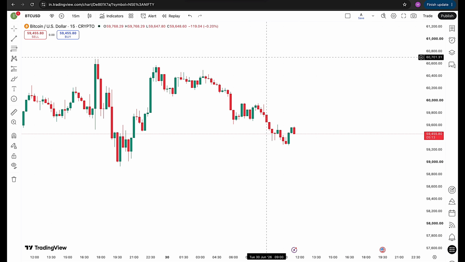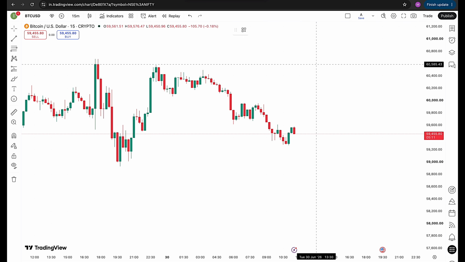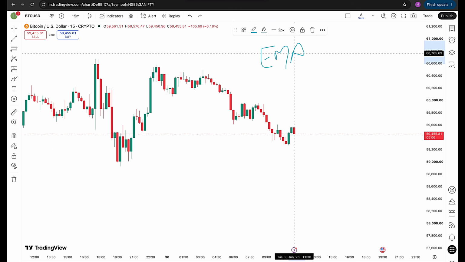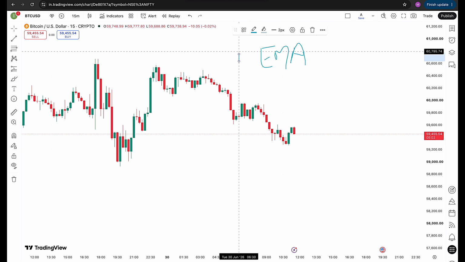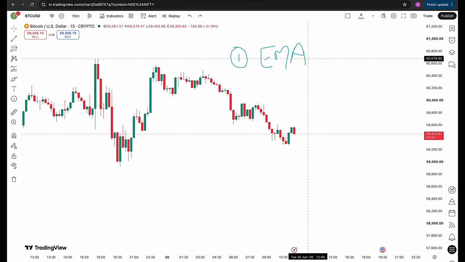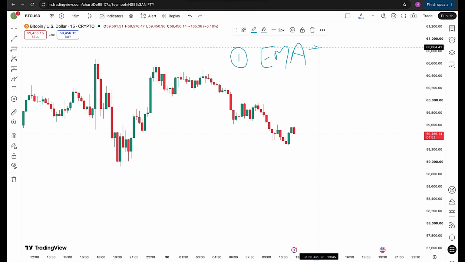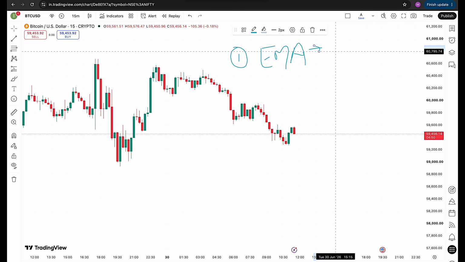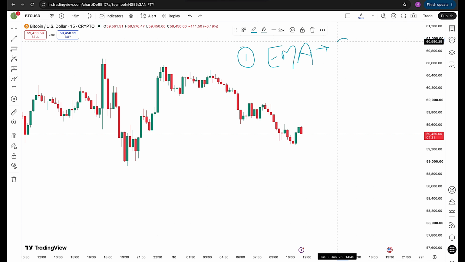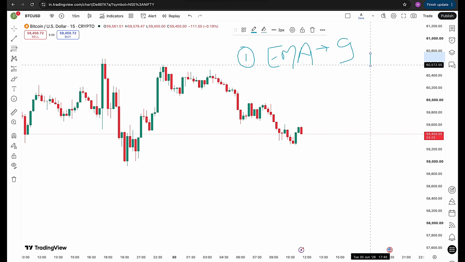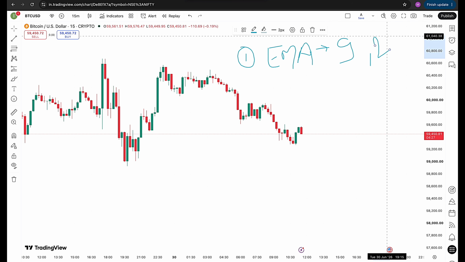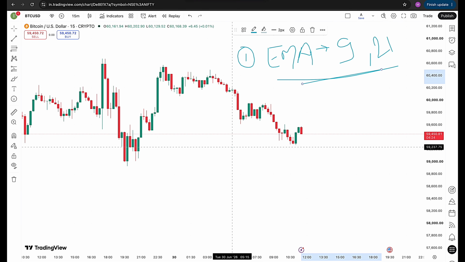Now here we will also use some indicators as tools. The first thing we will use is the EMA, the exponential moving average. And here we will use two moving averages. This is very important, so you need to understand it well. We will use two EMAs here. The first will be the 9 EMA and the second will be the 21 EMA.